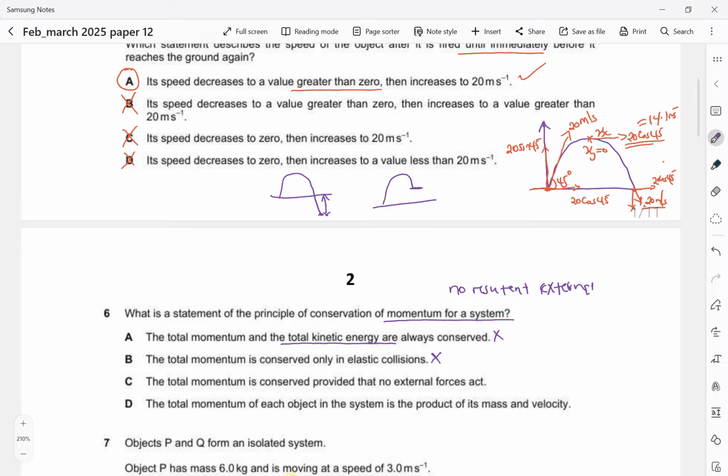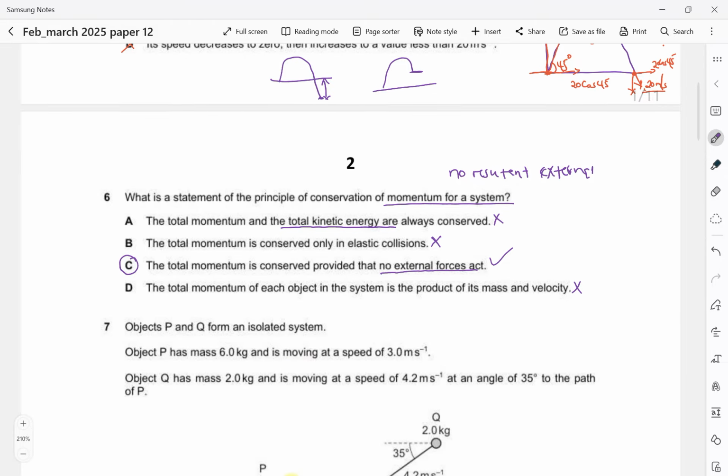Total momentum is conserved provided that no external forces act. I think this is correct because if there are no external forces acting, then the system is said to be isolated. Therefore, total momentum is going to be conserved. However, if you are stating the principle of conservation of momentum, we say that for an isolated system, total momentum remains constant. Total momentum of each object in the system is the product of mass and velocity. This is just defining linear momentum. It's not the principle of conservation of momentum, so the answer is C.